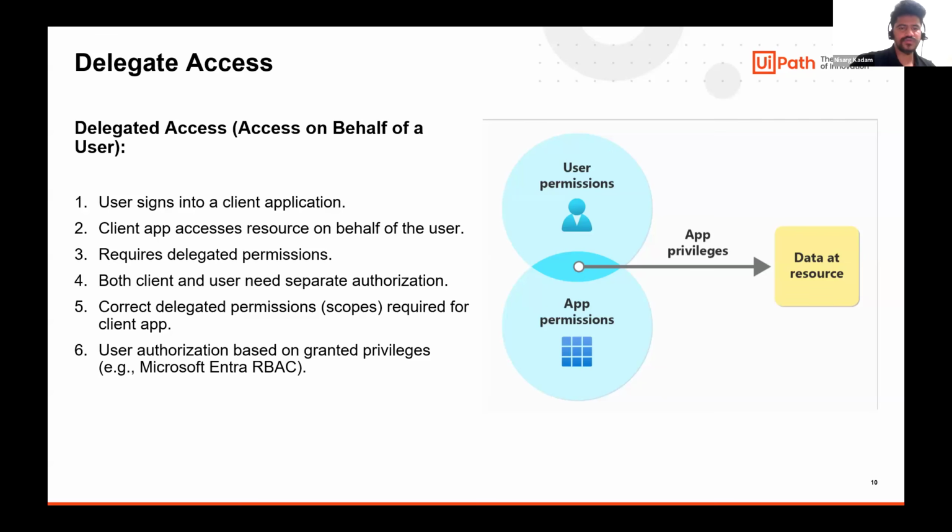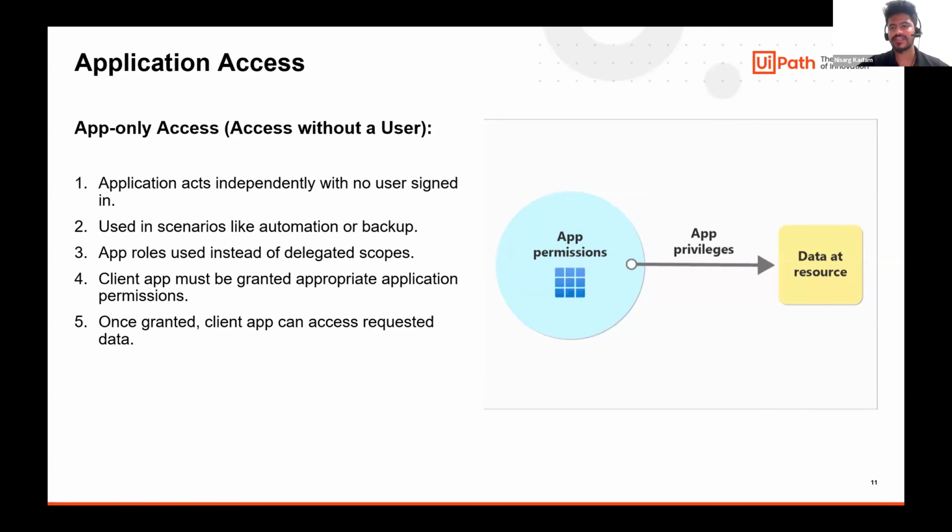So when we use this, user authorization is based on granted privileges, such as Microsoft Entra RBAC. Similarly, let's talk about application access. Application access acts independently without any user signed in. In scenarios like automations, backup, rollback, or accessing a certain data set, we use the application access level. And once you grant the application access level, the client app can access any requested data that is within the scope of the application access.